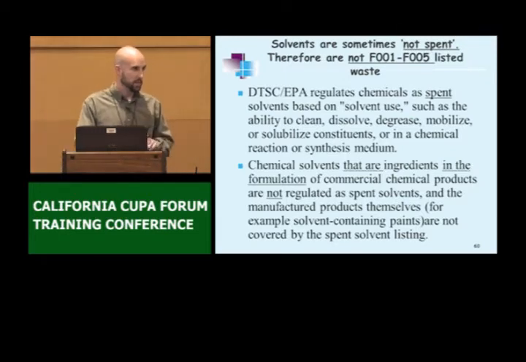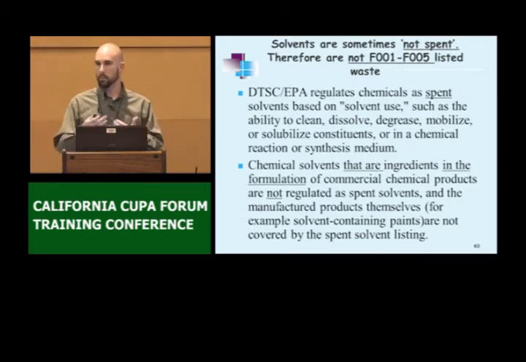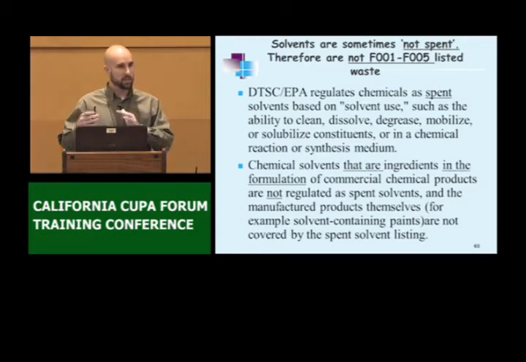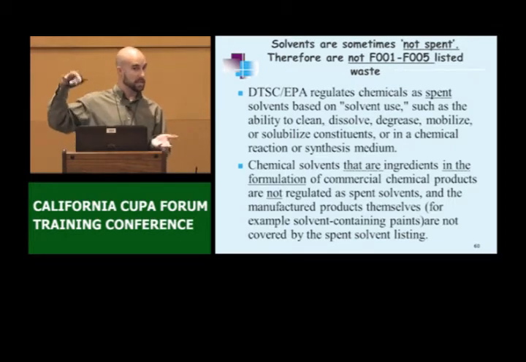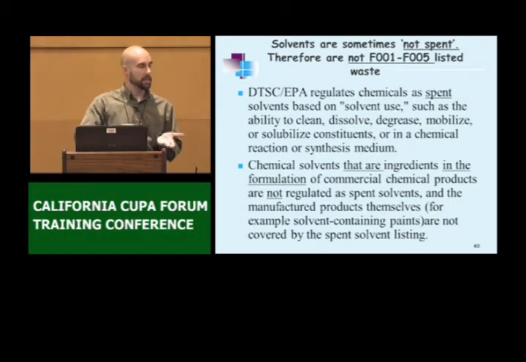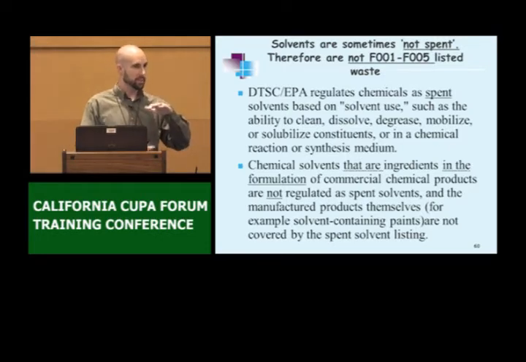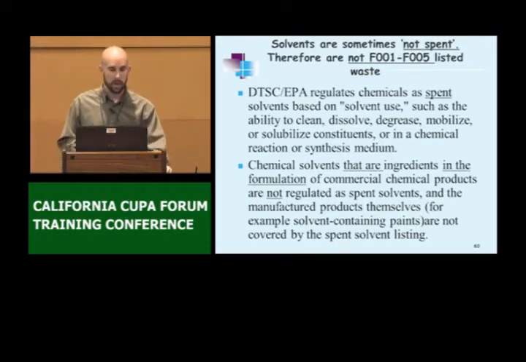So the solvent definition for F01 through 5, spent solvent. And solvent use, which is like cleaning, degreasing, dissolving, immobilization, that's what it has to be used for. If it's not used as a solvent, then you don't have a spent solvent. So for example, if the solvent is an ingredient in paint and it's on one of the F listings, but it's used as an ingredient in the paint, if that paint is not used as that solvent, then that's not going to carry that F listing if you have to dispose of that paint. It's not a spent solvent. Now that's clarified through with EPA and DTSC.